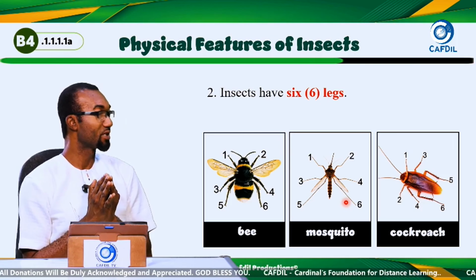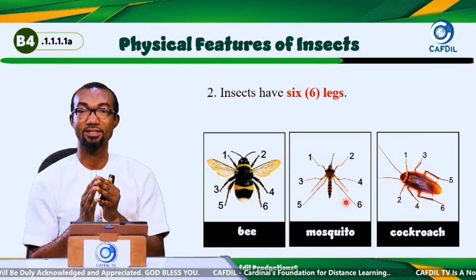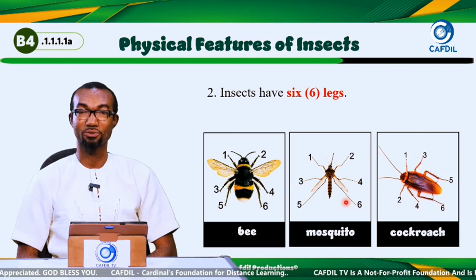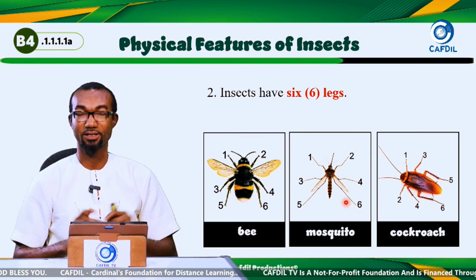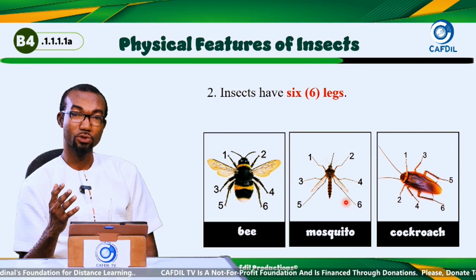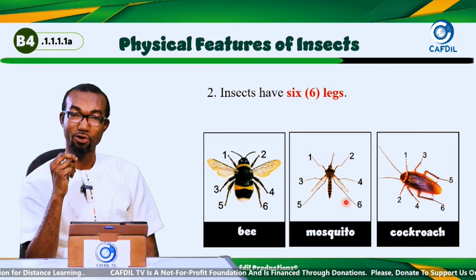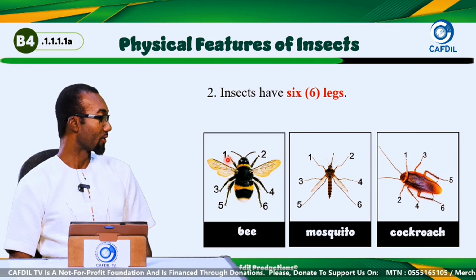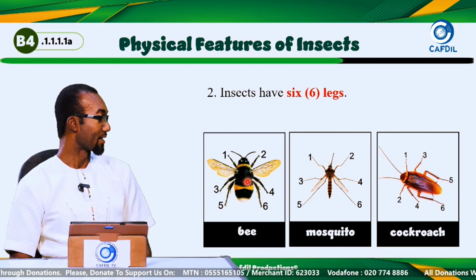The number 2 feature is that insects have 6 legs. And we said it in the definition that they are animals with 6 legs. They are the smallest of all animals with 6 legs. So you have 2 legs, but they have 6 legs. So if you look at this bee here, we have 1, 2, 3, 4, 5, 6. So this bee here has 6 legs.